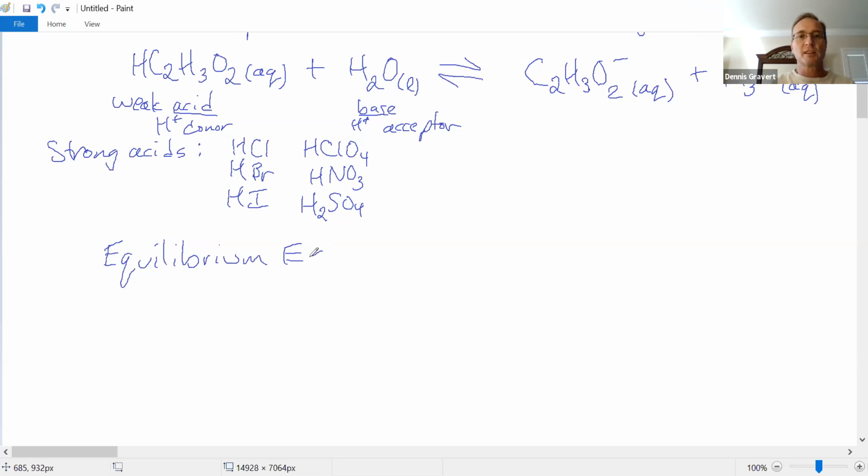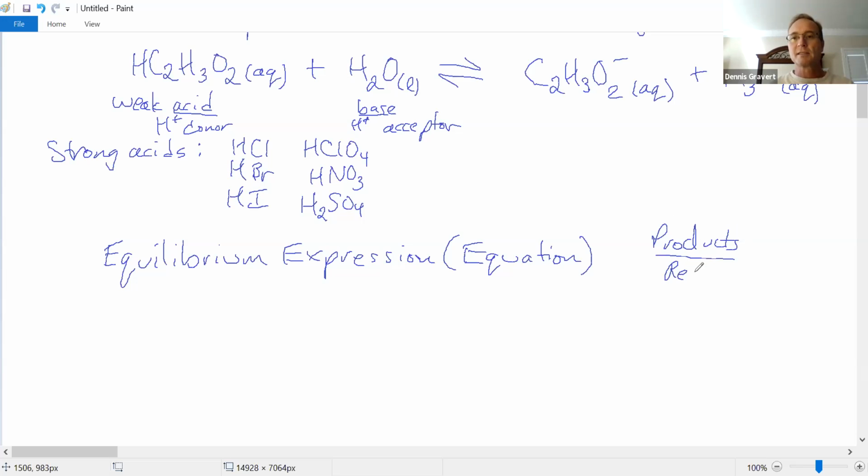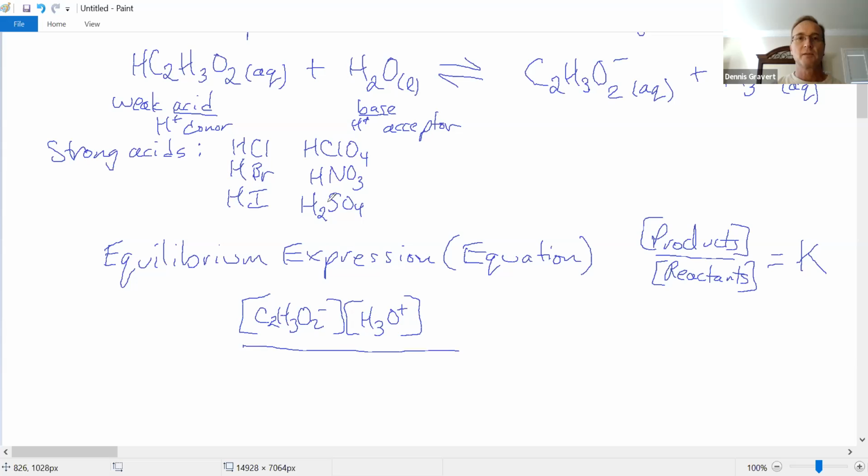The equilibrium expression, or the equilibrium equation, a couple different names for it, is where you put products over reactants, and specifically their concentrations. We'll be measuring concentration in molarity, and that equals some constant, some equilibrium constant K. So what are the products? Acetate ion and hydronium ion, all divided by acetic acid. And then water is a liquid. You remember, no liquids or solids show up in the equilibrium expression. So we just have this molecule here, and that equals the equilibrium constant K.